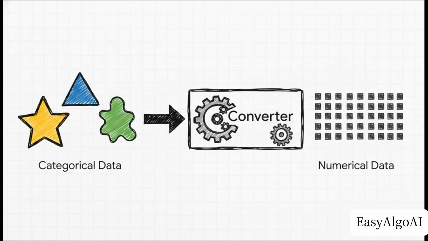We also have to look at what your data is actually made of. Is it categorical, like colors or categories, or is it purely numerical, or maybe a mix?